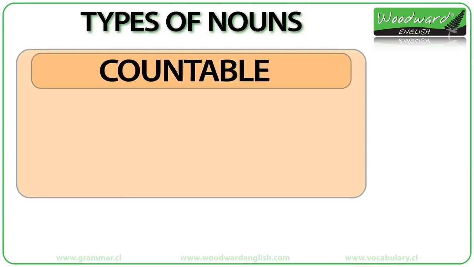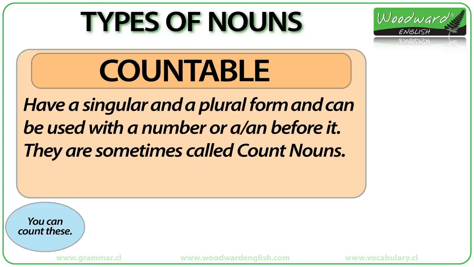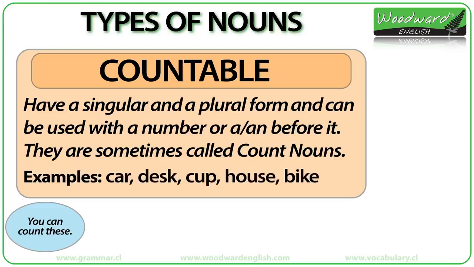Countable nouns. Countable nouns are nouns that can be counted. Countable nouns have a singular form and a plural form and can be used with a number or with a or an before it. Sometimes countable nouns are called count nouns. Some examples of countable nouns are car, desk, cup, house, bike.